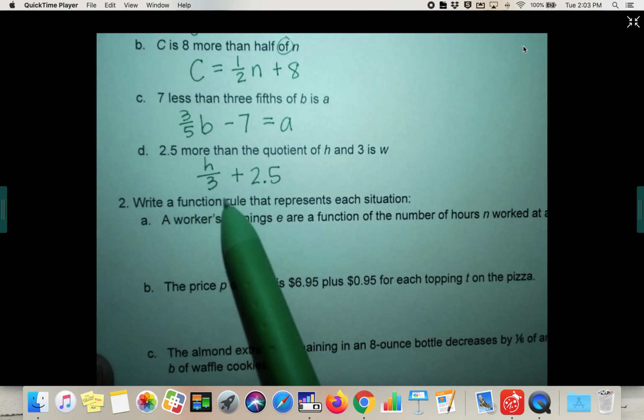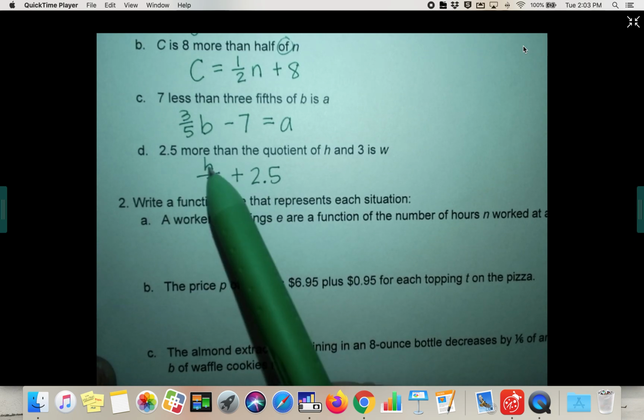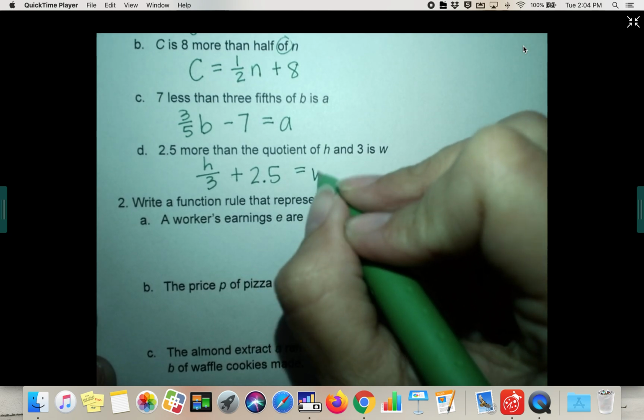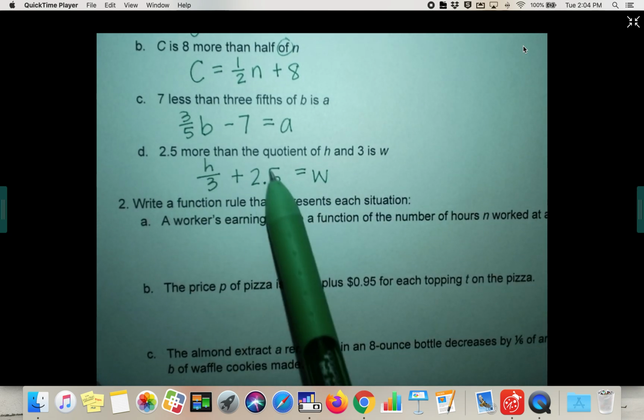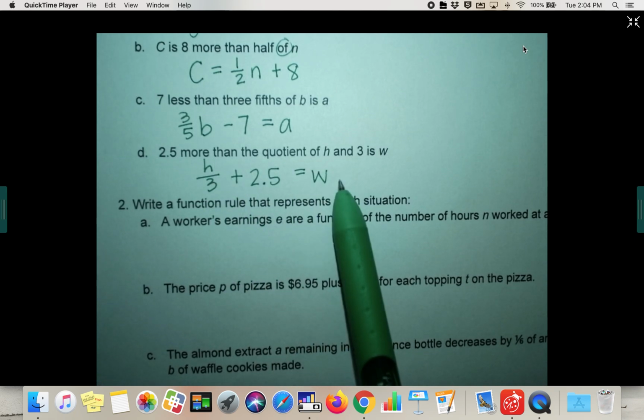And again, in algebra, you should be starting to write your division problems as fractions, but if you wanted to write the little division sign, that should be the same thing. So is W. Is means equals W. So 2.5 more than the quotient of H and 3 is W.